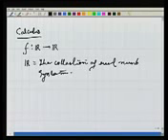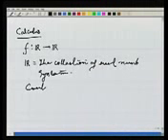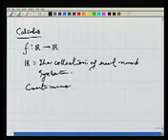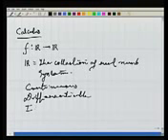Well, but what kind of functions do we exactly study? Well, we study functions which have certain analytical properties. For example, we study functions which are continuous, which are differentiable, and which are integrable.